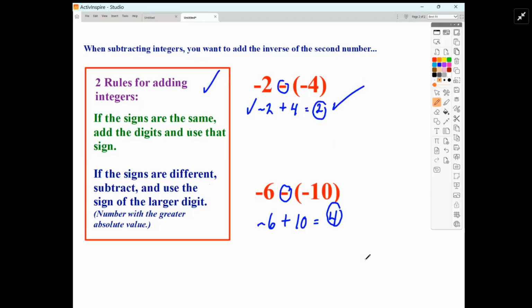If this happened to turn out to be, let's just say, -4 plus -3 after I copy, change, flip, I notice that my signs are the same. So I'm going to add the digits together and use that sign. Very simple. Just pay attention to what your signs are.